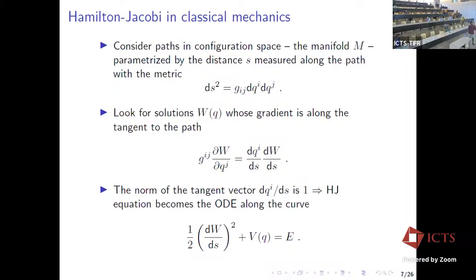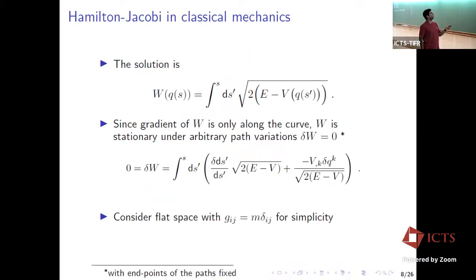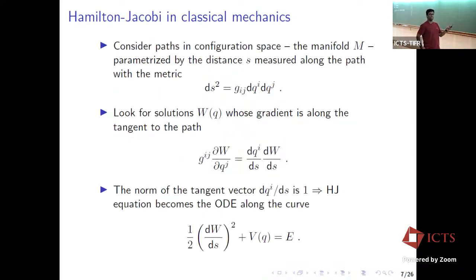Right. So this solution for W was such that its change in configuration space was only along the path. So the gradient of W, which is a vector that in general can be zero or non-zero in any direction in configuration space, is restricted to be along the tangent vector to the path, which implies that W does not change when you deform it along the normal.